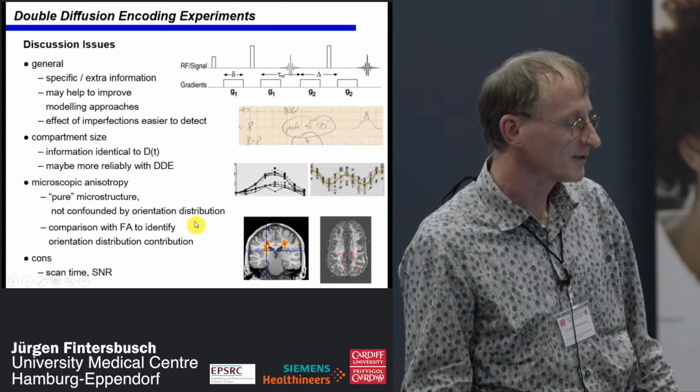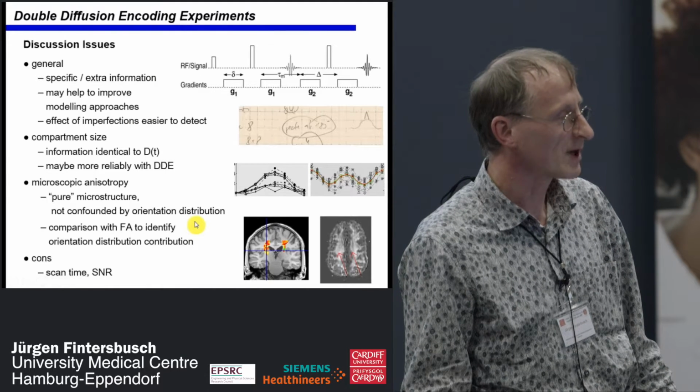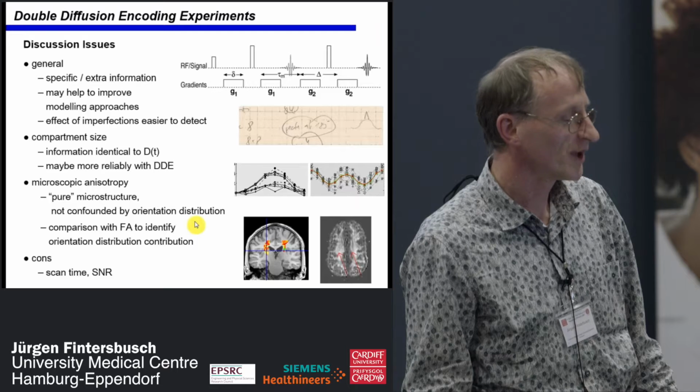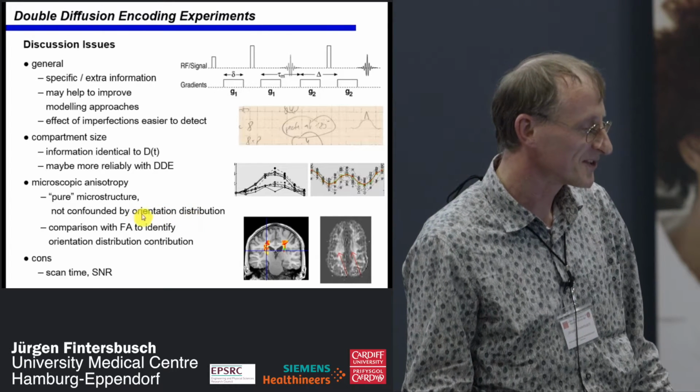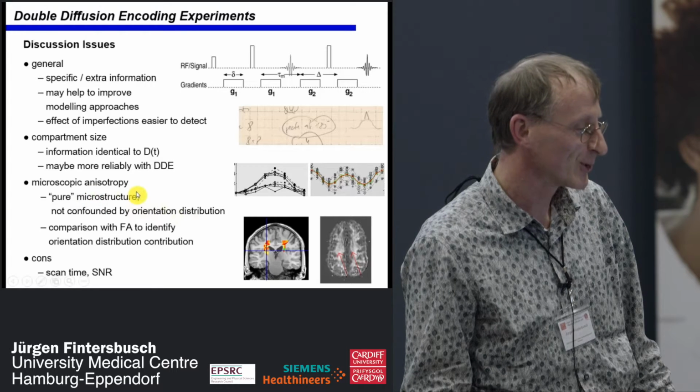So one of the first conferences I was attending, I heard the old MR people saying there are two things in life you can't get enough of. One is SNR. So this is particularly true for double diffusion encoding.